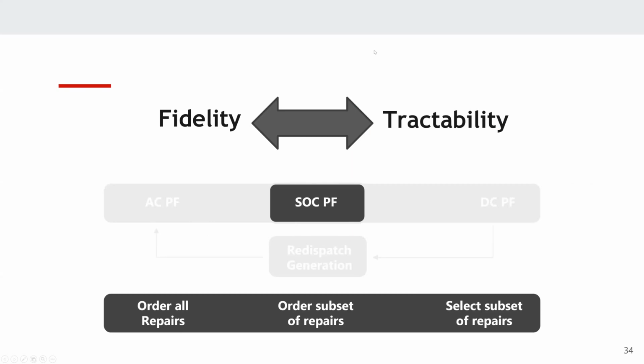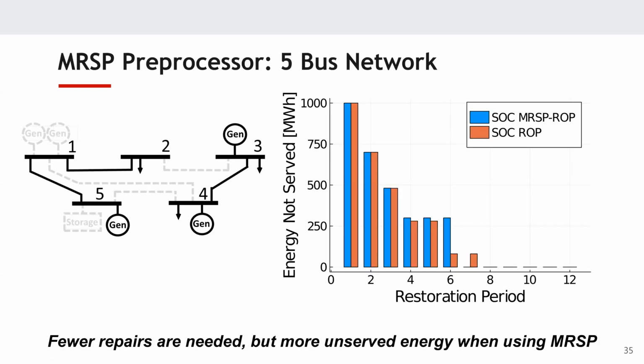Next, we can take a look at that minimum restoration set problem, that pre-processing step with the second order cone power flow formulation. Here we're looking at that same 5-bus network, but now on the left-hand side, you can see the components that were selected by that pre-processing step as a minimum number of repairs needed in order to fully power the network. The graph on the right in the orange is the same solution that we saw 2 slides ago, just that regular restoration ordering problem. And then in the blue is that pre-processing step followed by that restoration ordering problem. What you can see here in the blue at that 6th restoration period is that it only took 6 repairs to fully power the network.